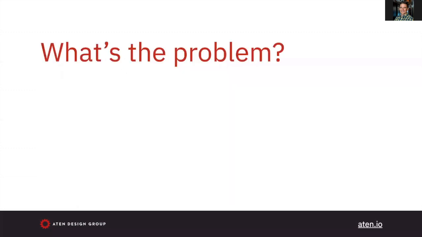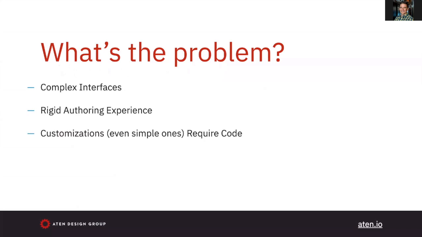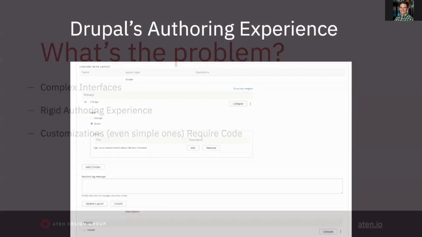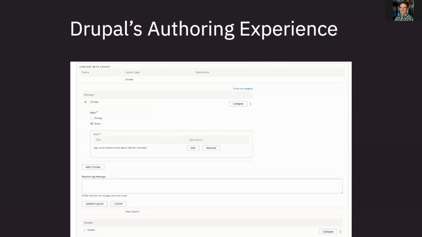But not without challenges. One of the biggest ones being that Paragraphs has led to really complex interfaces, and along with that interface complexity, a rigid authoring experience. And finally, customizations to layout and to the way these paragraphs or components are displayed on a page. Even simple customizations can require code. Here's a quick look at the authoring experience, or an edit form, behind the kind of content that we were just looking at.